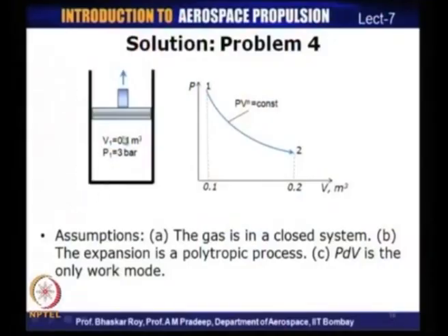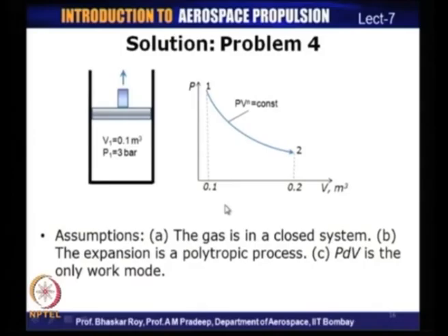Now, we have P1 and V1 specified. P1 is 3 bar, V1 is 0.1 meter cube. This is an expansion process, and so the system was initially at state 1, which is 0.1 meter cube, and by expansion following a process PV raised to 1.5 equal to constant, it reaches state 2, which is at 0.2 meter cube.